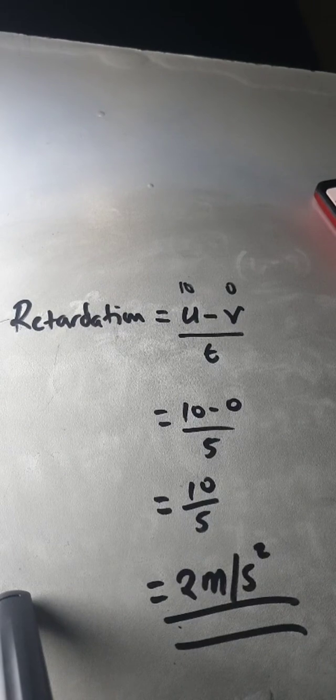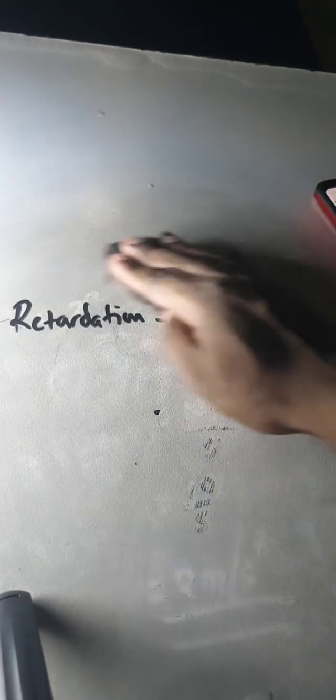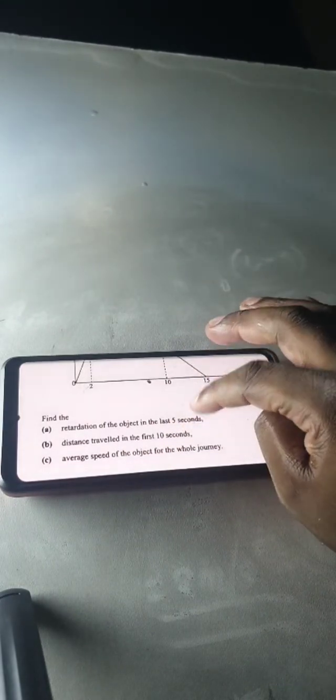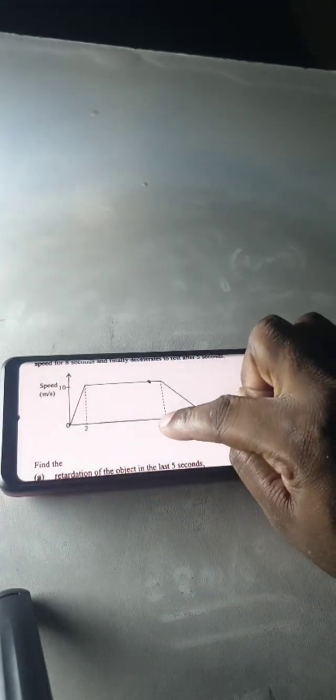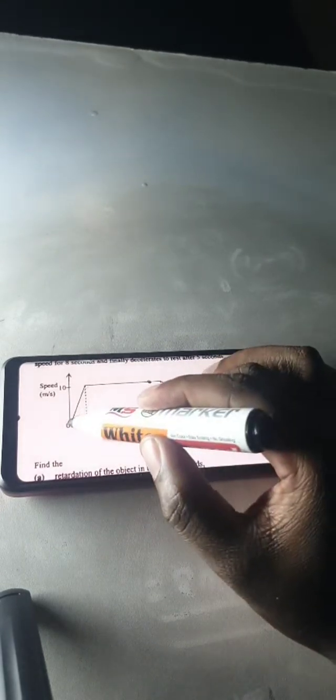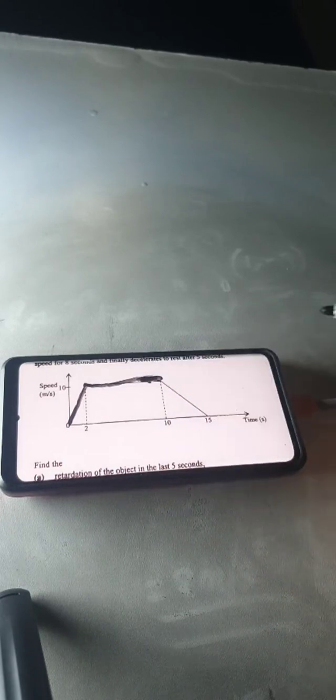This is not it. Let's go to the next question. The next question is saying that we should find the distance traveled in the first 10 seconds. The first 10 seconds is from rest to this point. So the distance they're asking us to find is starting from this point till it reaches 10 seconds.